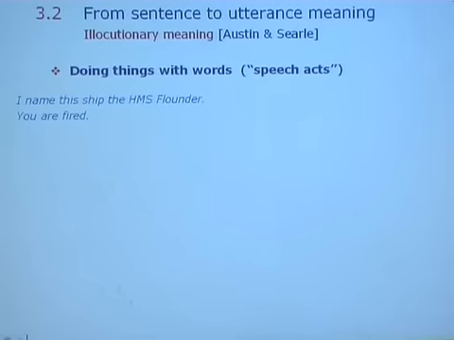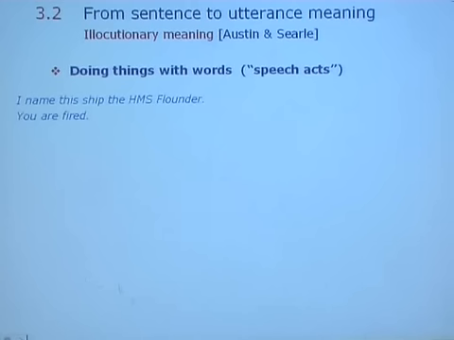In all the other cases, we could say, well, this sentence is either true or false, or the statement. But in this case, we couldn't say that, right? It has nothing to do with truth. It's rather, as you said, when I say "I name this ship the HMS Flounder," well, by this very act, the ship gets this name. Provided the person has the authority to name a ship.